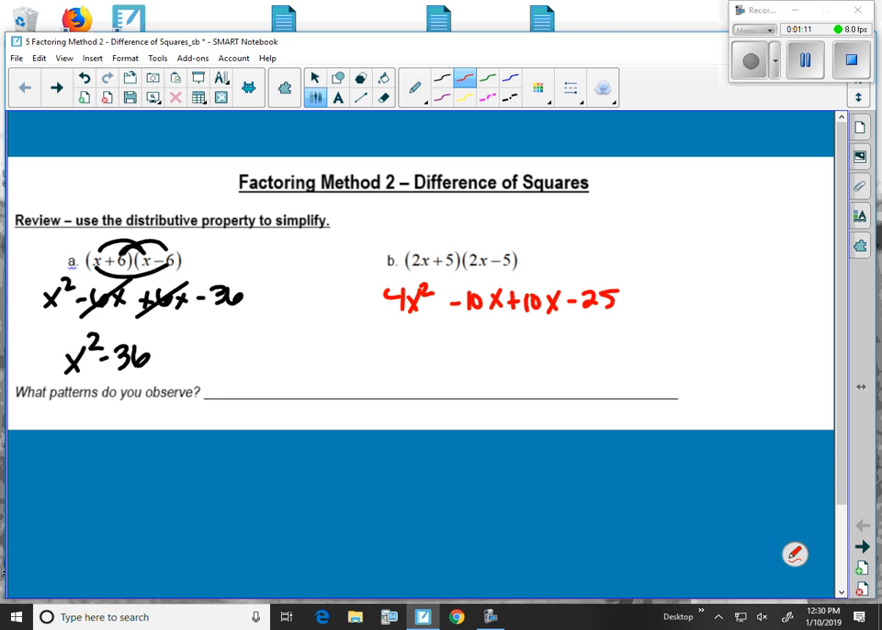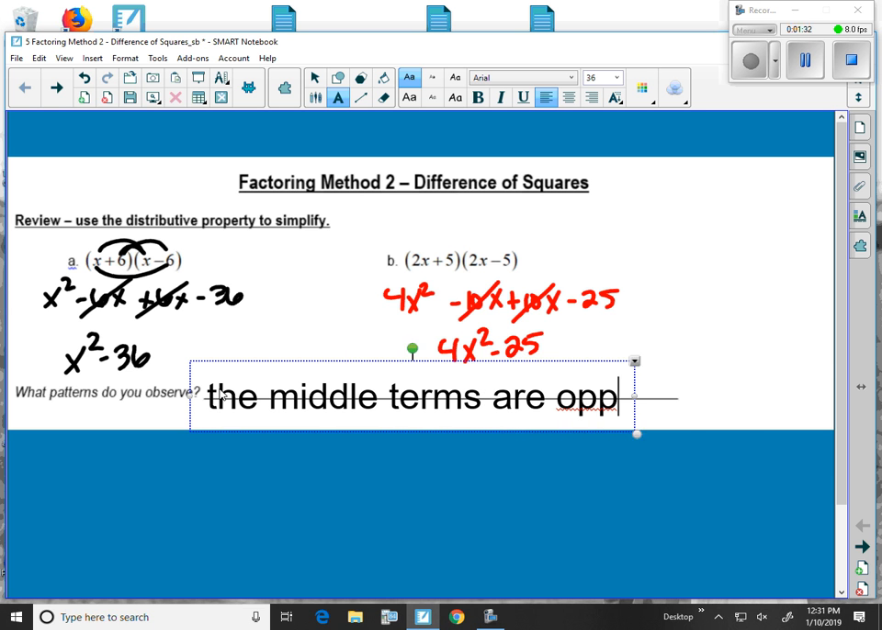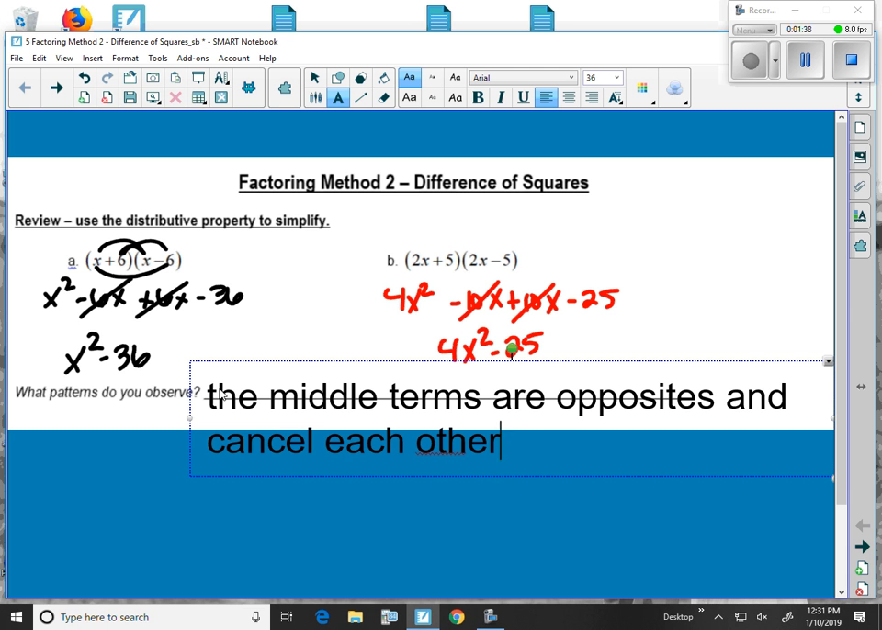Did we get the same answer? Yeah. What happens here? Say it. They cancel again. So we have 4x squared minus 25. What's the pattern that you observe? They're opposites. The middle terms are opposites and they cancel each other out.